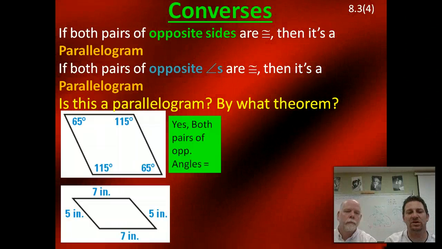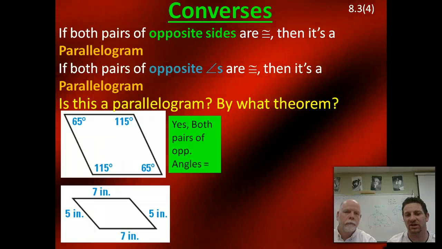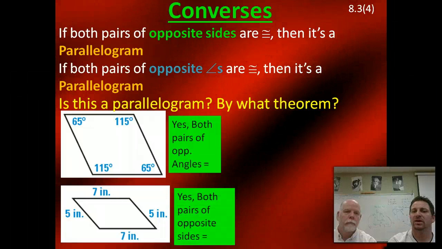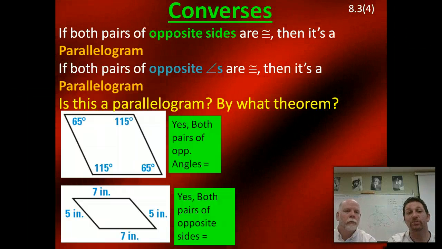And then we have this one, and now we're focusing in on the sides. The top side is 7, the bottom side is also 7, so those are congruent, so there's half of it. The left side of the parallelogram is 5 inches, and the right side is also 5 inches. So once again, yes, it's a parallelogram because opposite sides are congruent. Just look at it for a moment, and it makes sense. You just have to be careful and make sure you have both. That's both pairs of angles or both pairs of sides. Make sure all the information is present.